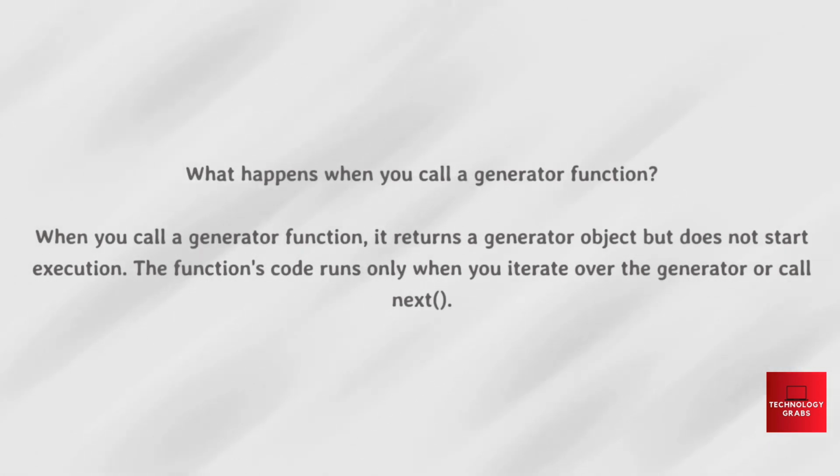What happens when you call a generator function? When you call a generator function, it returns a generator object but does not start execution. The function's code runs only when you iterate over the generator or call next.